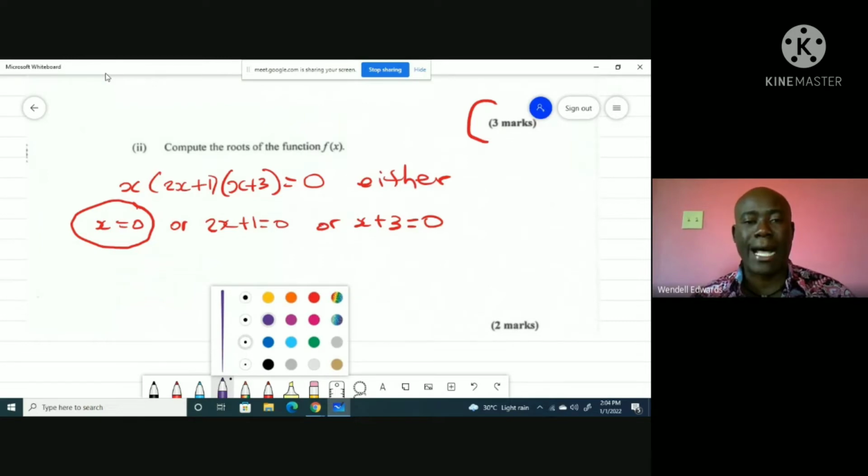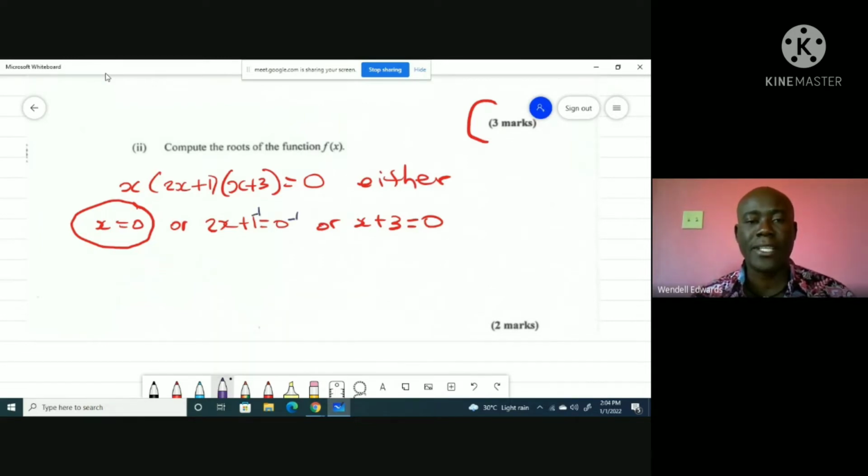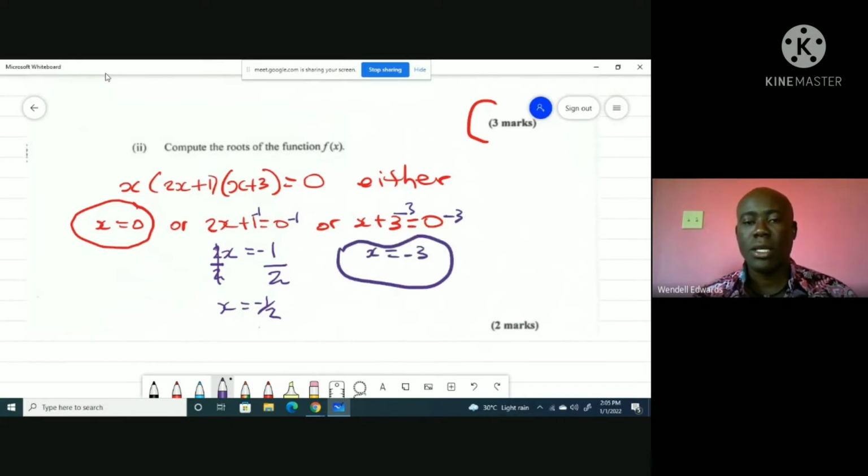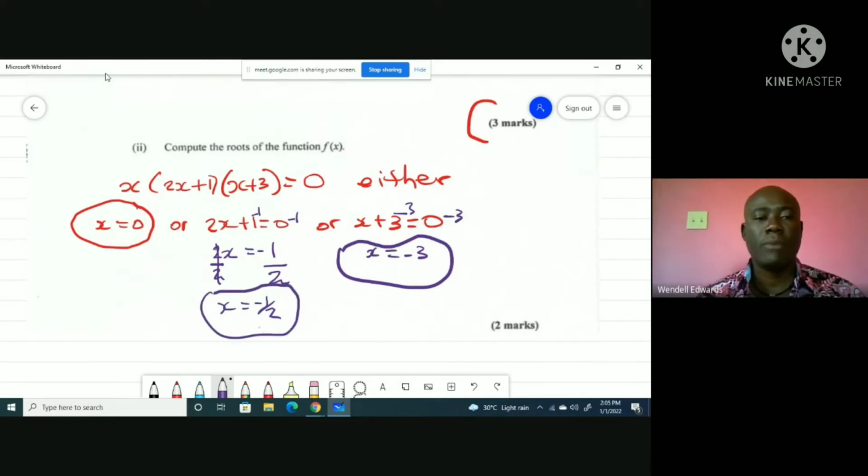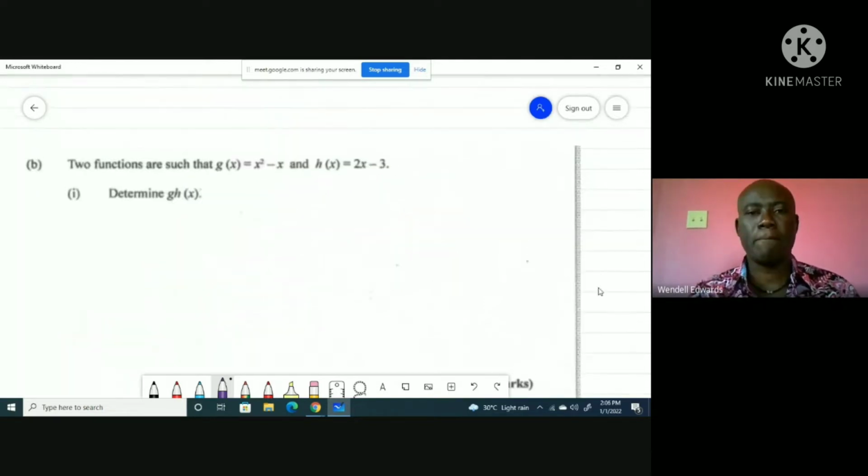So in solving this, I'll subtract 1 from both sides here. So I'm looking at 2x is now equal to -1. Solving for x, I'll divide both sides by 2. So I'm looking at x is equal to -1/2. And here I'll subtract 3 from both sides. Definitely x is equal to -3. Here are the roots. We have 3 roots, and here they are. X is equal to 0, x is equal to -1/2, and x is equal to -3.